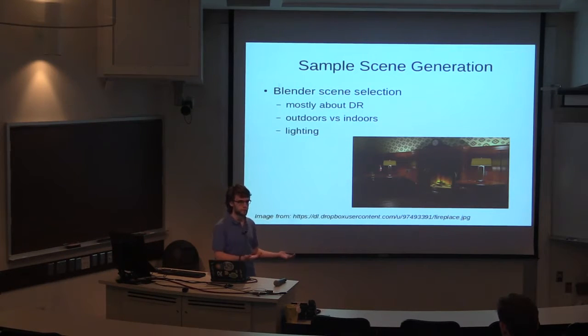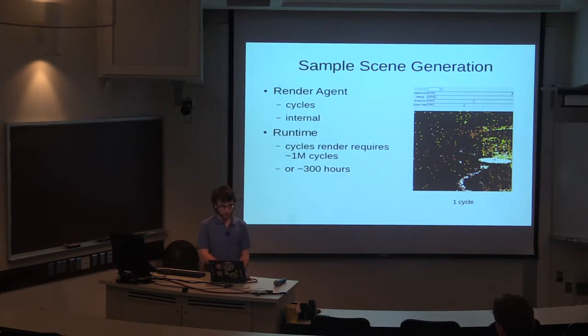We tried some outdoor scenes as well, and the issue that we ran into was that the outdoor scenes tended to have a much more compressed dynamic range, and you have a lot more control with the indoor scenes because of lighting. Blender has two main render agents that it uses. There's a cycles render and an internal render. The cycles render is much more true to real simulation. The internal render is more of a quick and dirty thing that will output things very quickly.